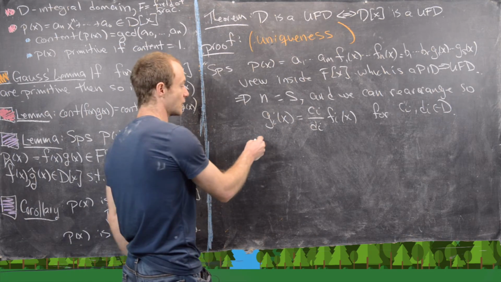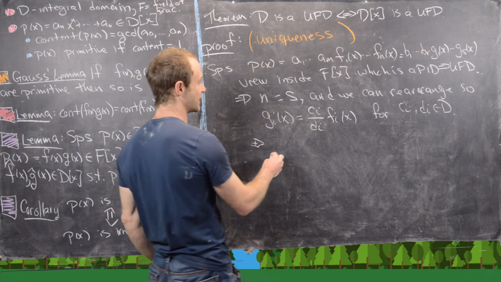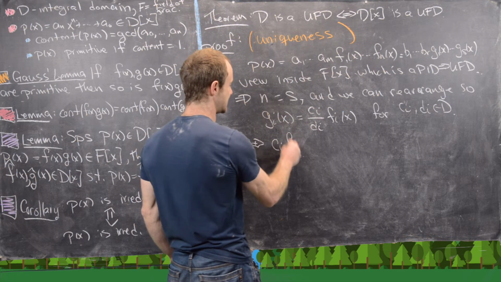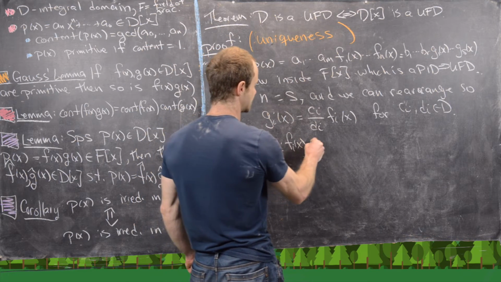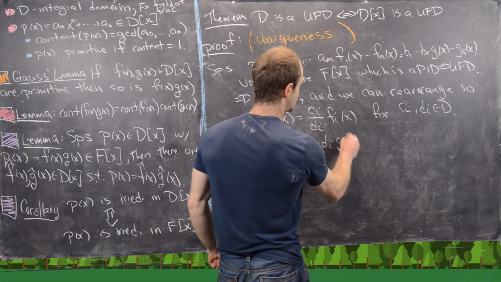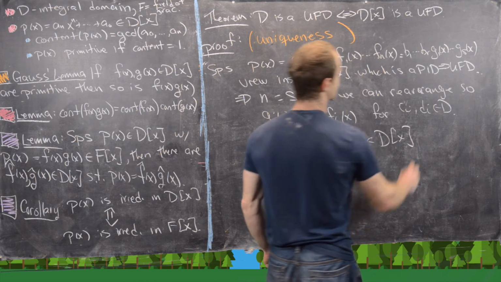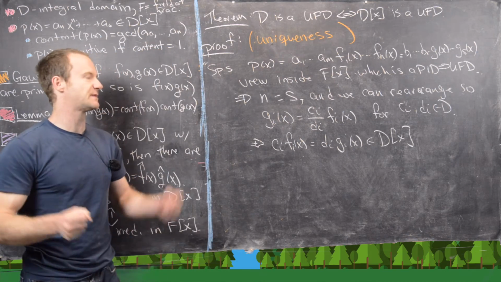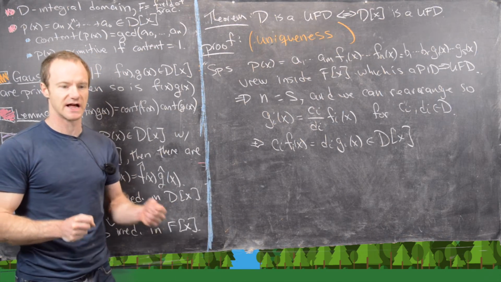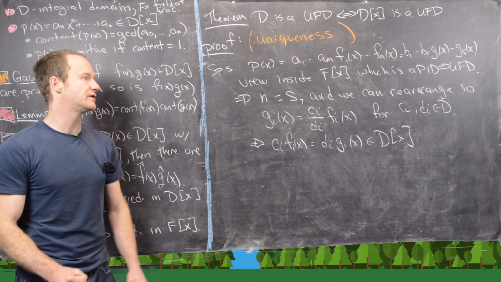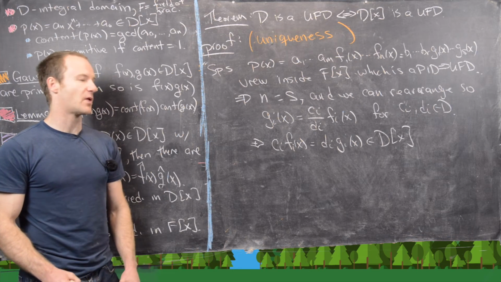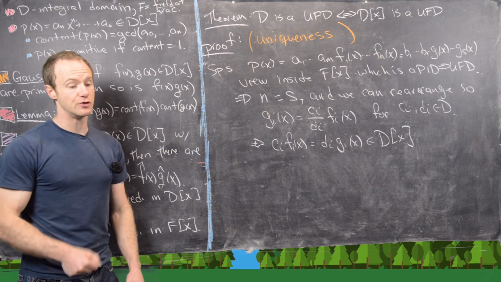Okay, but from here we can, quote unquote, clear the denominator, and that's going to give us c_i f_i of x equals d_i g_i of x. That's happening all inside of D adjoin x, which is good because we don't want to spend all our time inside of F adjoin x, because what we're trying to prove is happening inside of the polynomial ring of the UFD.